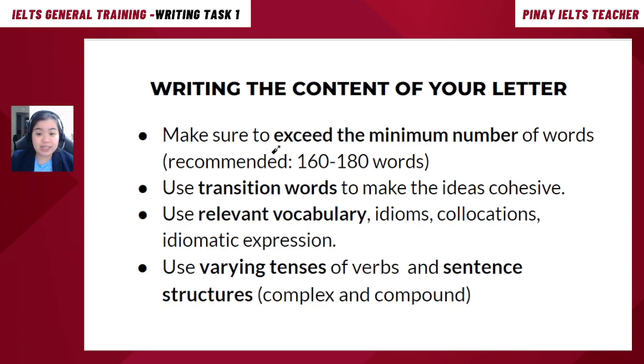Again, for task achievement, you need to exceed the minimum number of words. So we don't recommend that you write exactly 150 words. So go for 160 or 180, but don't go more than that because your letter might be too lengthy and it might be too time consuming. Remember, you have to still write your essay for part 2, which is almost double the points, the average score bearing for that one. So you need to spend more time for the essay.